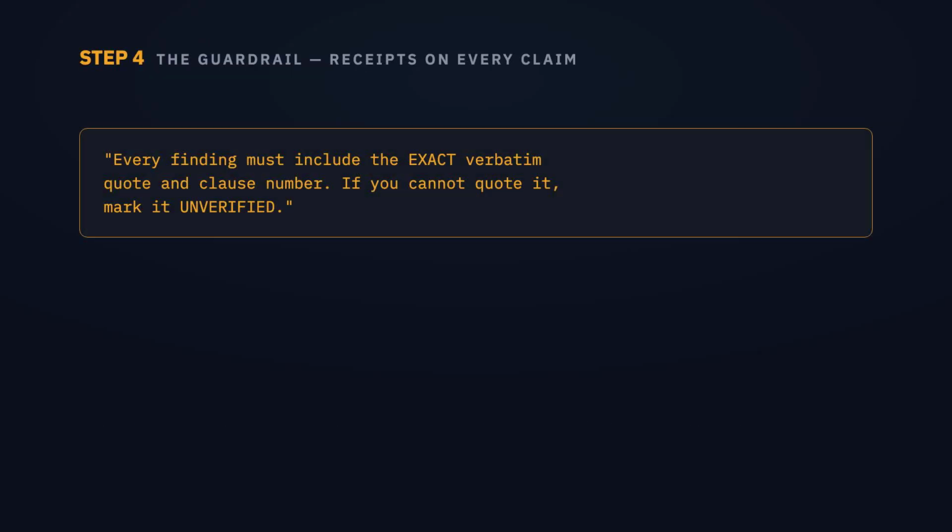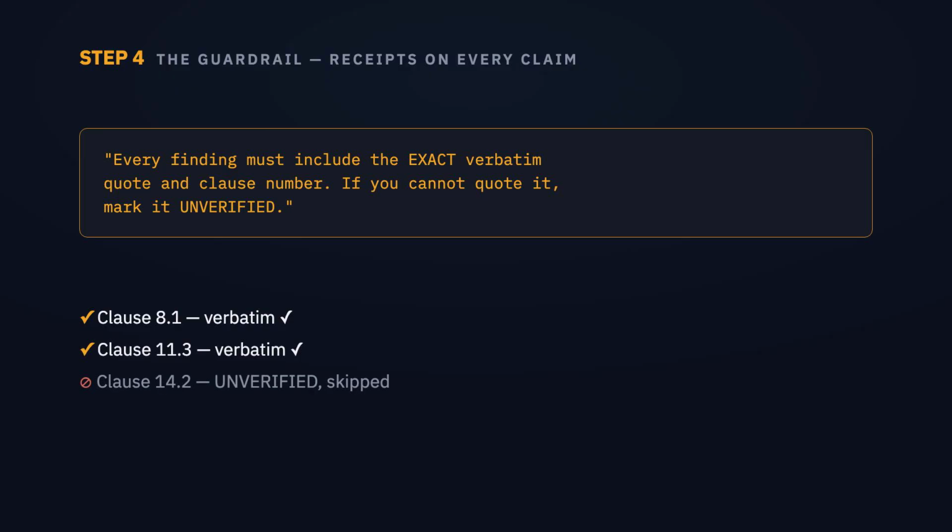The guardrail. We add one final instruction. Every finding must include the exact verbatim quote and clause number. If you cannot quote it, mark it as unverified. Rerun. And now every claim carries its receipt. This one rule is why professionals can actually trust this system.